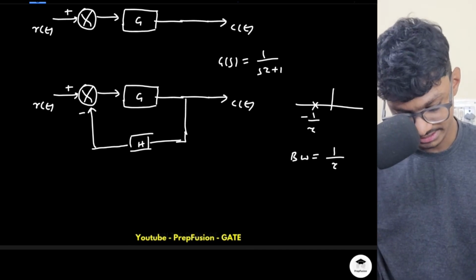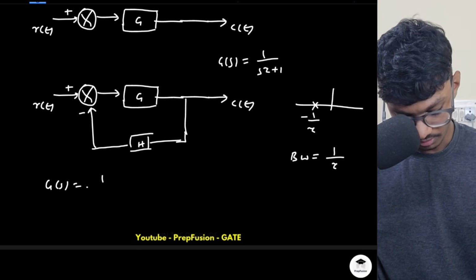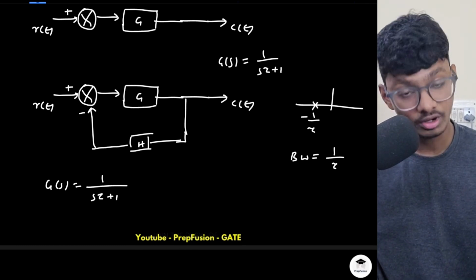But in the second case, my G of s is the same. G of s is the same, that is 1 by s tau plus 1. But what am I interested in?